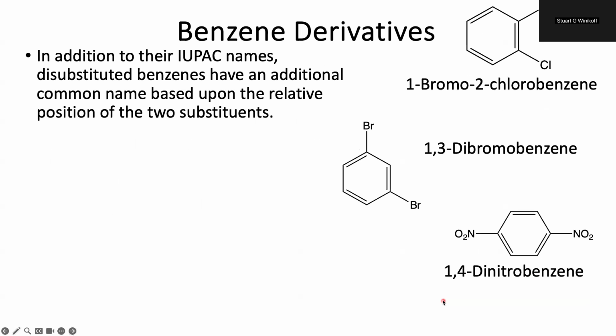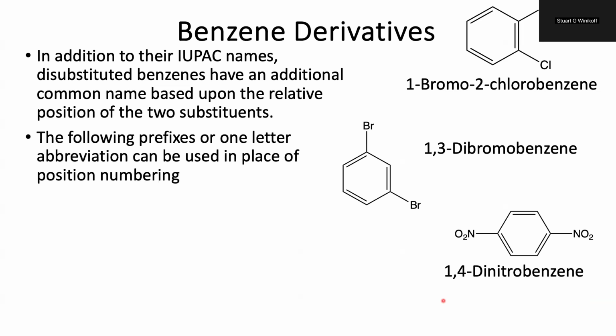However, it is worth noting that in addition to these classic IUPAC names, di-substituted benzenes have an additional common name that is relatively highly used based on the relative position of the 2 substituents. So what we end up doing is we replace those numbering schemes with a simple prefix that tells us what the relative position of these 2 species are. So if our 2 species are in the 1, 2 positioning, as for this bromochloro species, I then go ahead and refer to that as ortho.